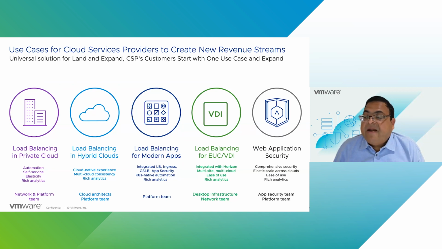Third is land and expansion. You see multiple use cases here. Your primary use case to start, many times, will be load balancing in private cloud. The biggest value add a CSP or a VCPP partner brings is offering private cloud services to your customer. This is the first use case you go after. For customers who want to host applications across the hybrid cloud with ALB, you will be able to offer that too.